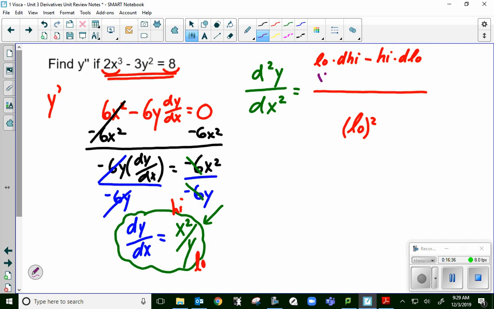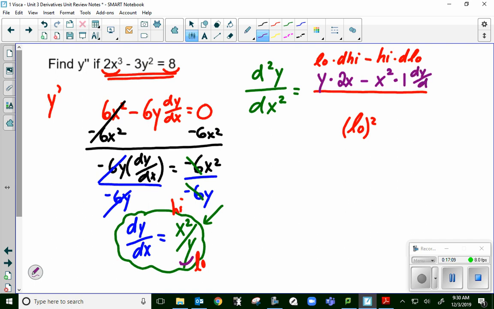Low times the derivative of high, which is x squared. Okay, well, it's 2x. So y times 2x minus high, just as it is, x squared, times d low. The derivative of y is just 1, okay? But anytime I take the derivative of a y, it's 1.